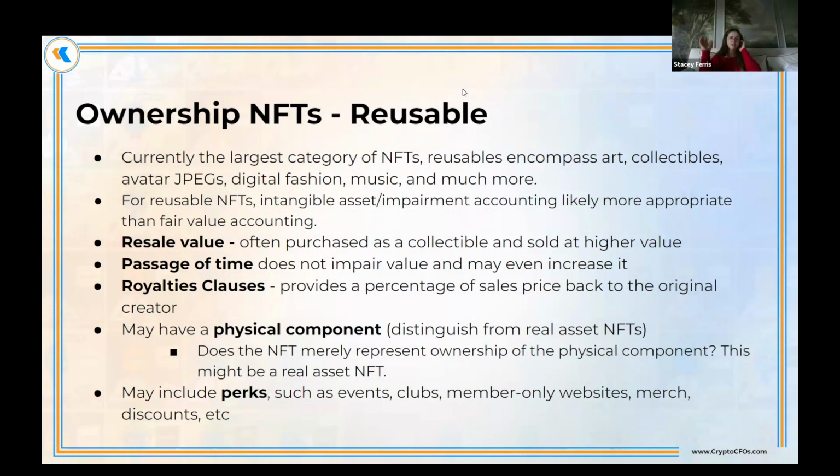Ownership NFTs. This is the biggest category. This is what everybody's familiar with. This is the art, collectibles, avatar, JPEGs, the digital fashion, the profile picture ones, music, and much more. Most NFTs fall in this category. For these, I would suggest intangible asset and impairment accounting is probably more appropriate than fair value accounting. But we can have an in-depth conversation about why that's the case. With ownership NFTs, you have resale value. The passage of time does not impair the value; it may even increase it.